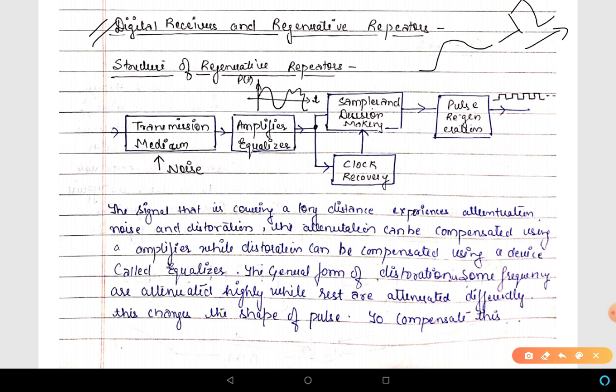Now what is the structure? Which means that these two terms have common components, except one will keep sending to the next part, that is the regenerative repeater. However, a receiver will not send it to someone else, rather it will convert the information into the desired form. Now what is the structure of a regenerative repeater or a receiver? So the structure is, this is the transmission medium.